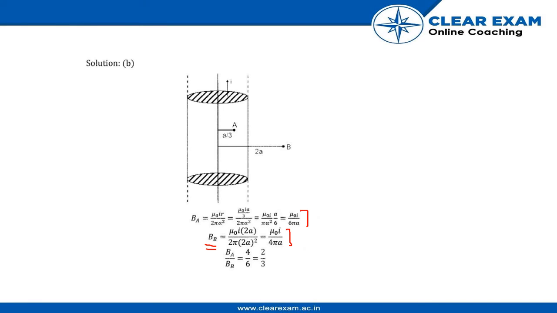The ratio of BA and BB is equal to 4 by 6, which comes out to be 2 by 3, which is also our question's answer.